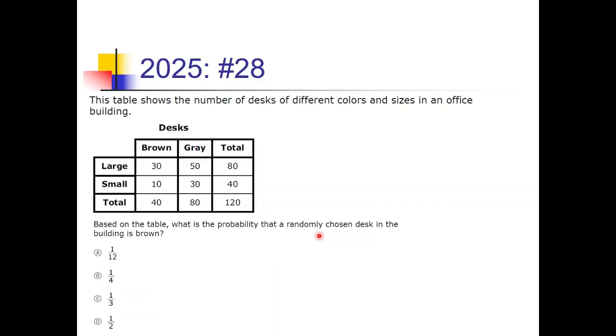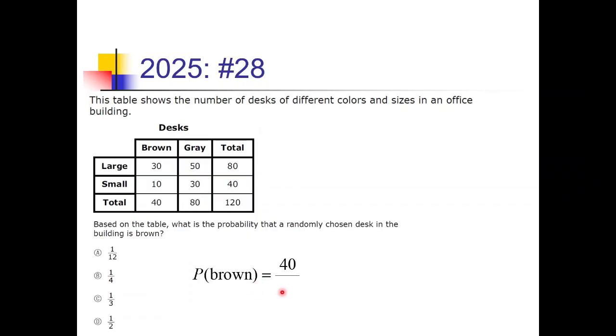All right, so we want our favorable outcomes over the total number of possible outcomes for this probability. So favorable outcomes, we're just looking for brown desks. It doesn't matter if they're large or small, we just want them to be brown. So looking in the table here, we have a total of 40 brown desks, so that'll be our numerator.